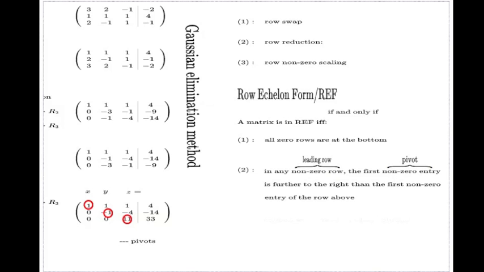The other term which is used very often here is this one. Every column which has a pivot in it is called a leading column. So here, these 3 columns are the leading columns. All 3 on the left are the leading columns because each of them has a pivot in it.